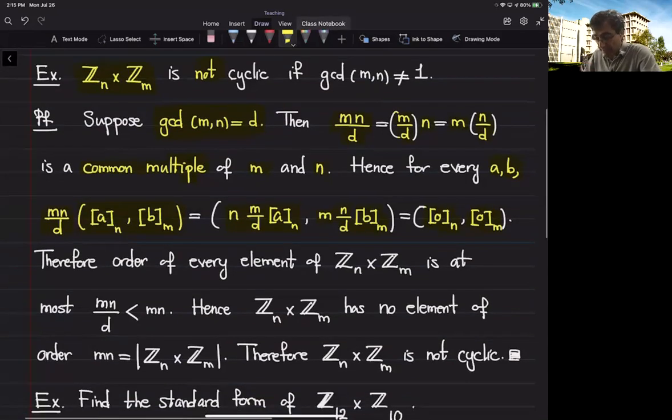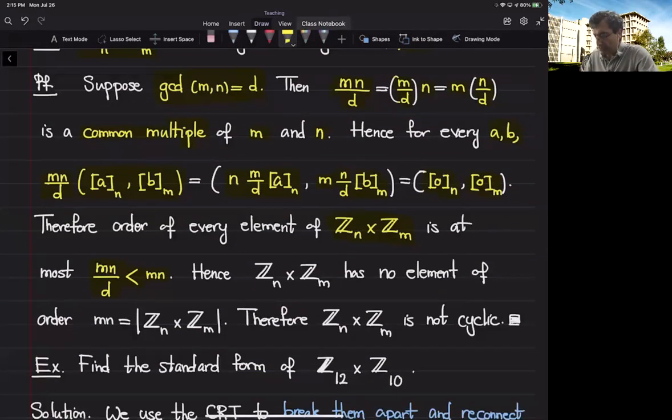So the order of every element inside this group is at most mn over d, and that is strictly less than mn. Remember, the assumption is that d is not 1. d is at least 2. So mn over d is strictly less than mn. And therefore, this cannot be a cyclic group because it has no element of order the same as its cardinality. That implies that it is not cyclic.